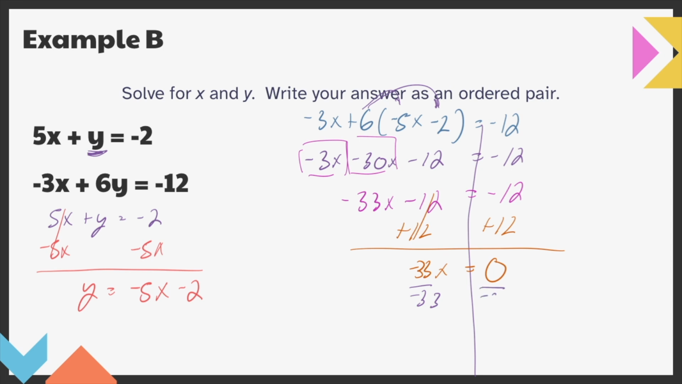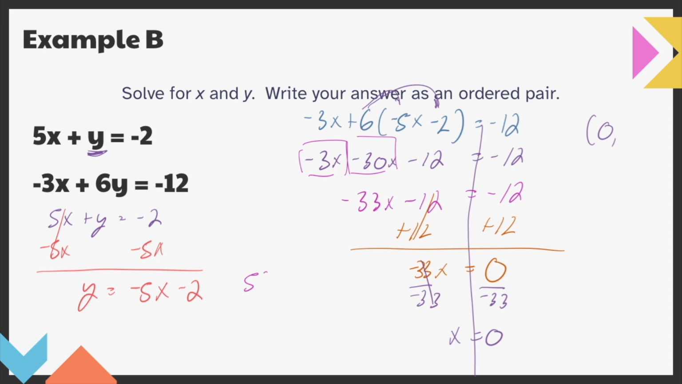And when I do that, 0 divided by negative 33 is going to be 0. So I now know that x is 0. That's nice, that's an easy one to substitute back in, because I can substitute that wherever I'd like. I'm going to substitute that in which one I think is easiest, which is that 5x one at the top.